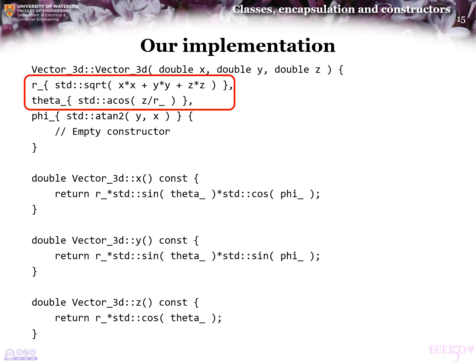So we're guaranteed that the radius is calculated first, then in calculating the inclination, we can use that radius member function, and so on and so forth.